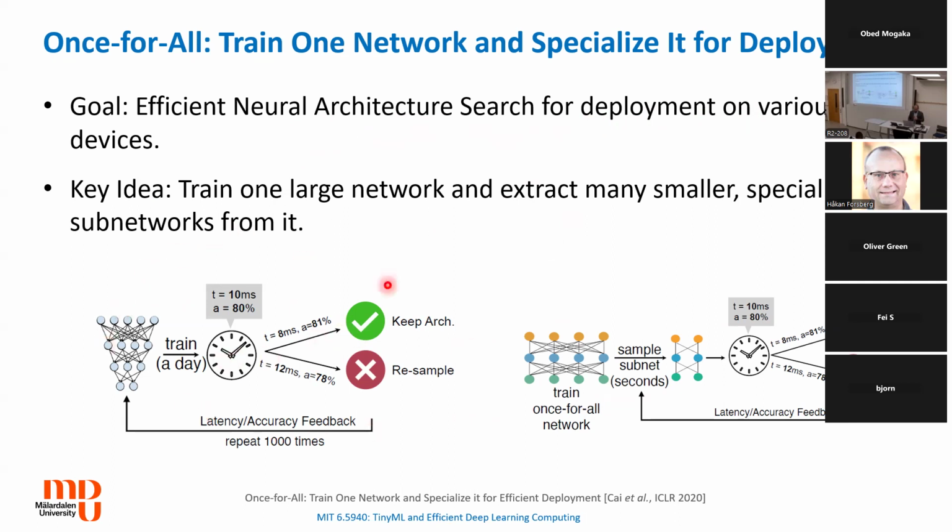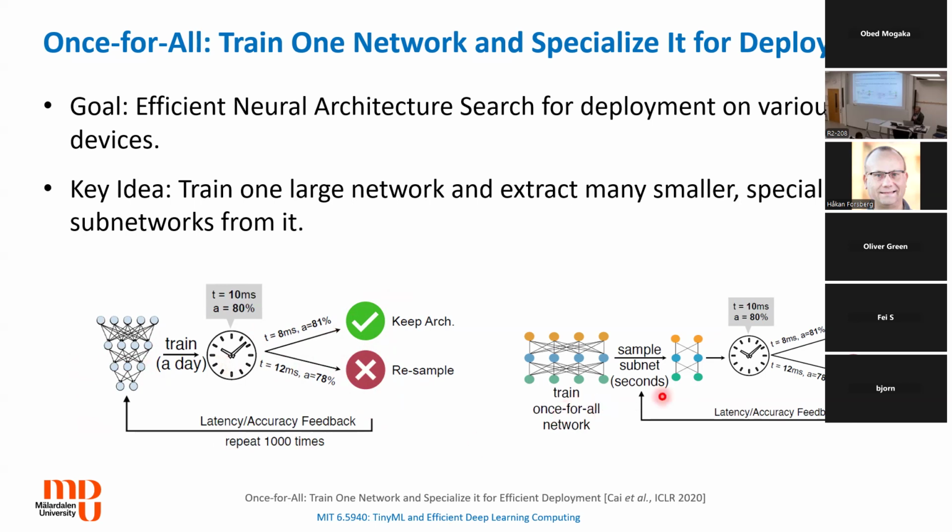Before once-for-all, the process was like this: we have a subnet, a model. We train it. We check its accuracy and its latency, meaning how much time it takes to give us an output. If it is good, we keep it. But if it's not good, we resample another architecture and train again. And it was really costly.